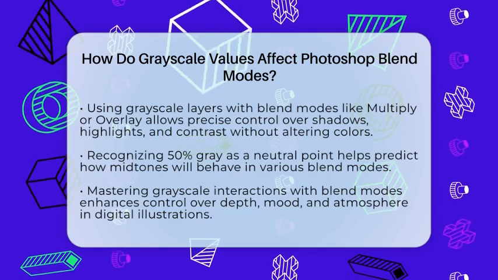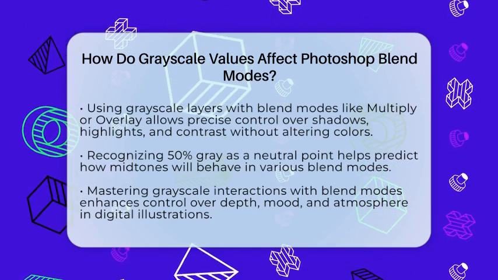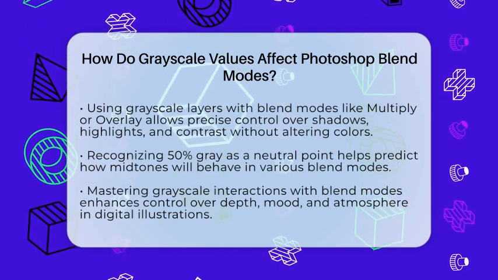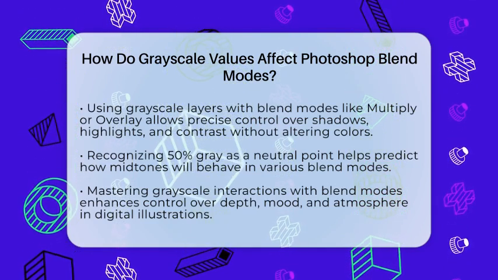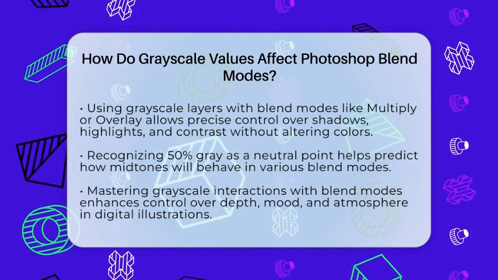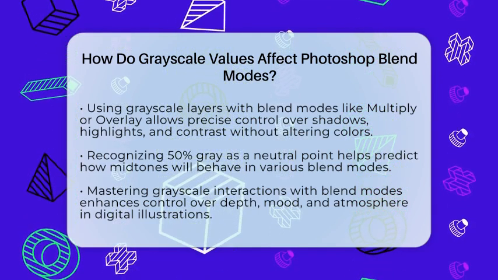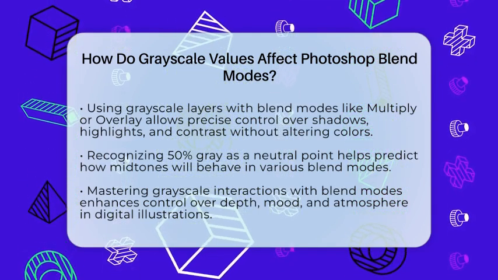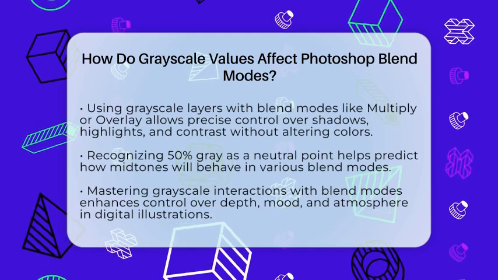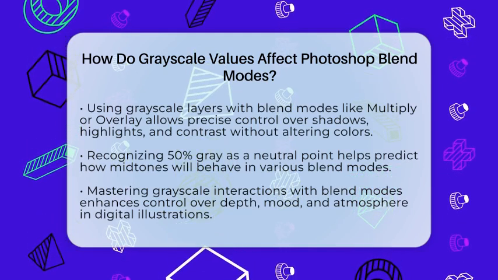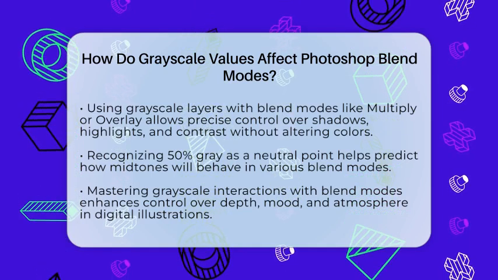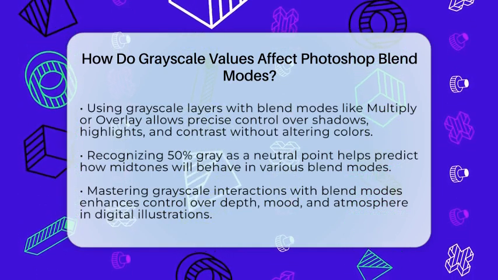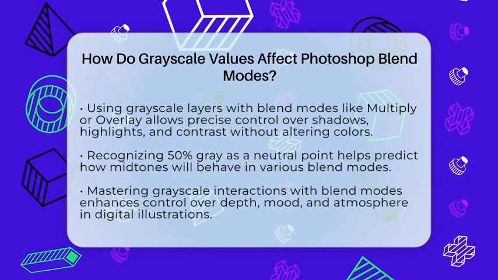In digital art, understanding how grayscale values influence these modes helps you control shading, lighting, and color effects precisely. For example, using a grayscale shading layer with multiply allows shadows to deepen without affecting your colors. Overlay and soft light respond dynamically to midtones, adding contrast and texture. Adjusting brightness with luminosity layers keeps your color palette consistent while fine-tuning light and shadow.